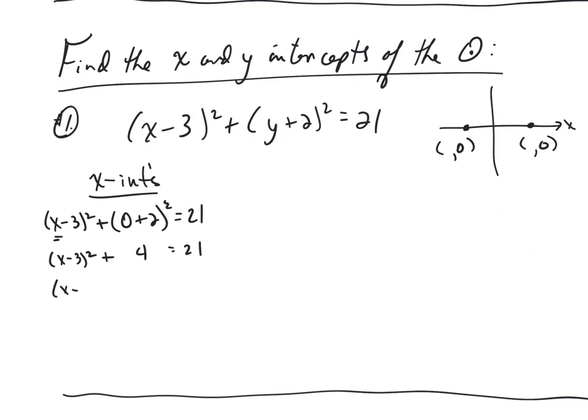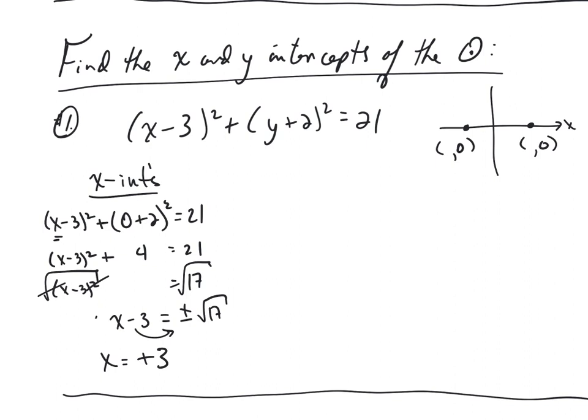Then move the plus 4 to the other side by subtraction. 21 minus 4 is 17. Then get rid of the power of 2 by taking the square root of both sides. So on this side, the square root and the square cancel. Whenever we take the square root of a number, plus or minus, and the square root of 17 doesn't turn out very nice, so I'll just leave it as that. Then move negative 3 to the other side by addition. So the x values would be positive 3 plus or minus the square root of 17.